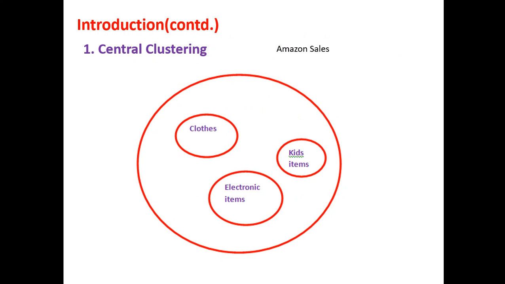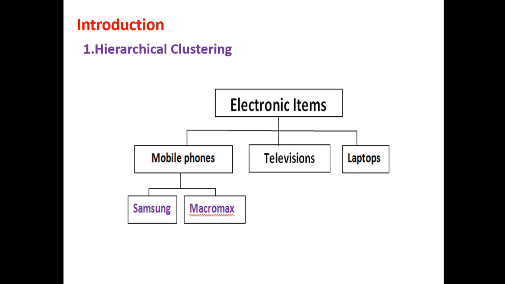You can see how we can make clusters like a group of clothes, a group of kid items, and a group of electronic items, and we can make it into, say, Amazon sales. So this is a central clustering technique.